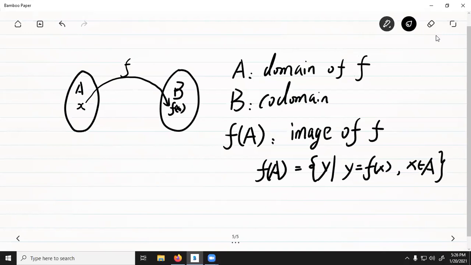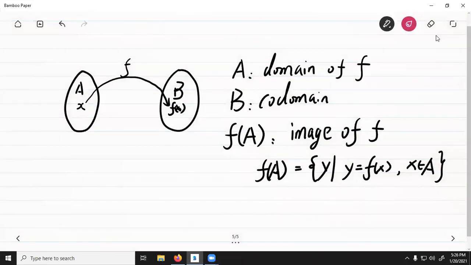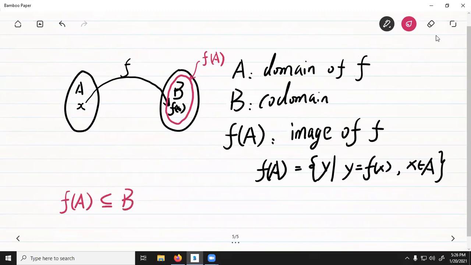Here let's look at what f of A is, and we use this color. In general, f of A should be a subset of B. So f of A should be a subset of this codomain B.